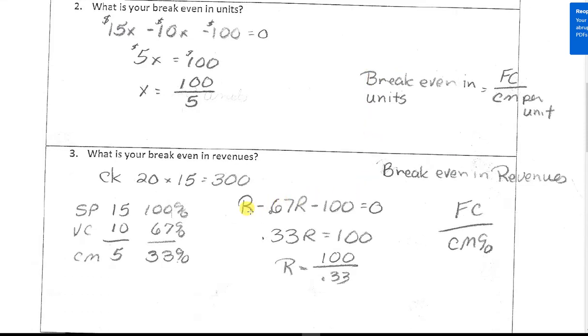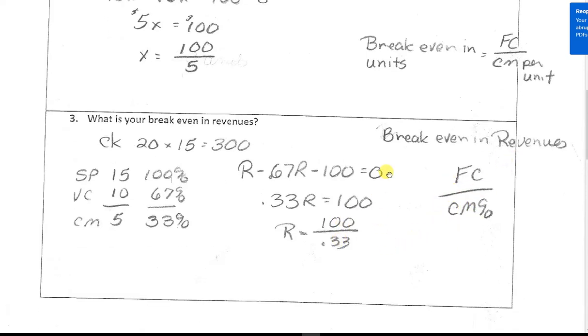Okay, so my revenue minus my 67% of my revenue minus my fixed cost equals 0 because variable costs are 67% of sales. So notice the shortcut right here, 33% of revenue equals $100 because R minus 0.67 R. So remember, revenue minus variable cost is contribution margin. So right there, that's no coincidence that that's contribution margin. So my 0.33 R equals $100. 100 fixed cost divided by contribution margin percent will give me my break-even in revenues.